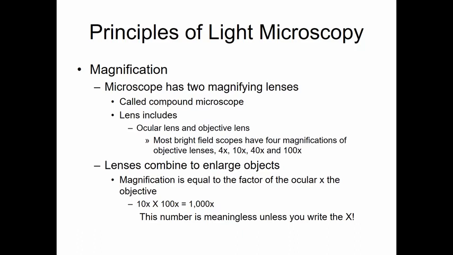In order to calculate the total magnification, you have to multiply them by each other. You will notice every time you see this, you've got to write the X on the end, otherwise the number is totally meaningless in every way. So if you've got a 10X ocular piece, and you've got the 100X objective lens in place, the total magnification you are looking at is 1000X magnification.